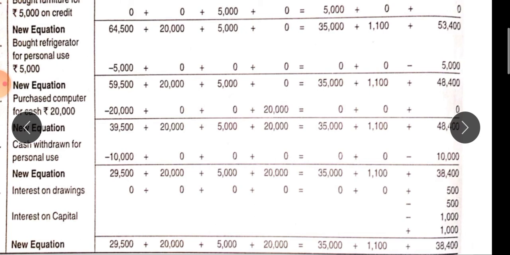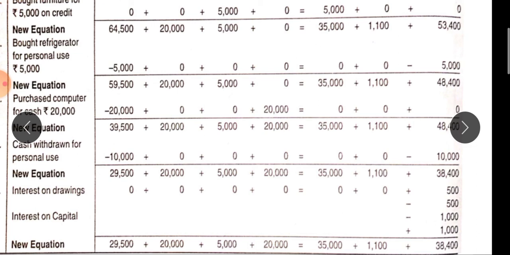These two transactions, interest on drawing and interest on capital, will affect capital only. The amount will be added to capital and the amount will be deducted from capital. In interest on drawing, while recording the transaction in the form of accounting equation, both the effects will be shown in capital only. Keep these two transactions in mind: the effect will be on capital only. So at the end there will be no effect on capital, but still you have to record that.